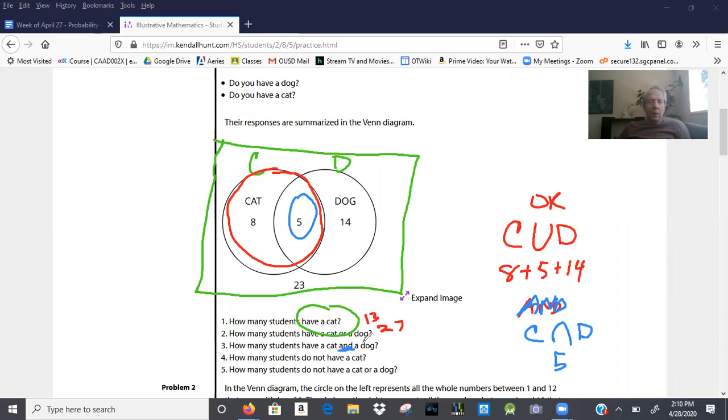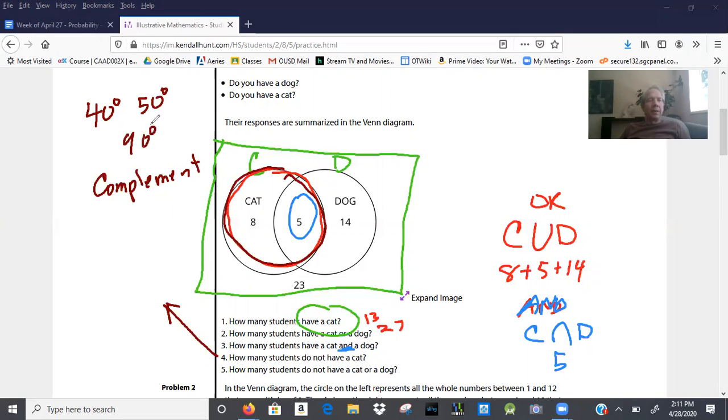Do not have a cat. Change colors again here. Okay, so cat's here. So everybody outside the circle here is not a cat. This is often called the complement. And we've seen this word before, but we've used it in a different context. If we had a 40-degree angle, the complement to that angle was 50 degrees because complementary angles add up to 90. So it's what gets me to 90. The complement in this situation is what gets me to the universal set.